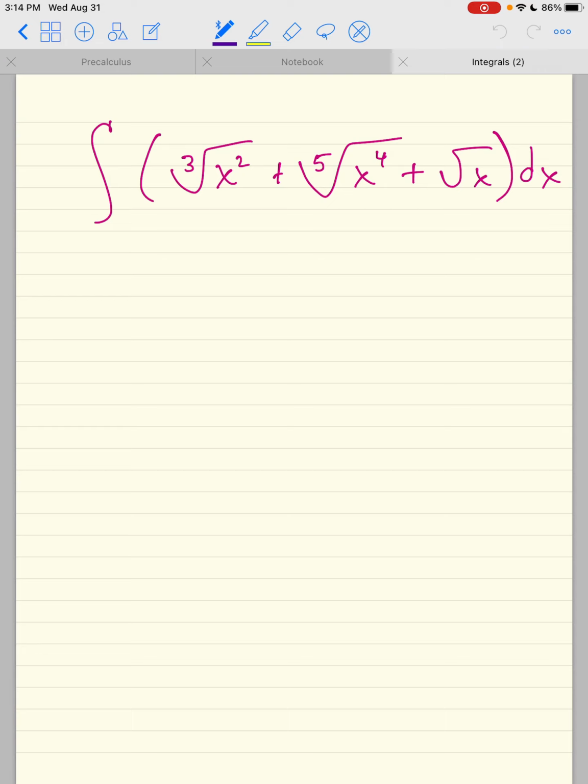In this problem here, I need to add 1 to the exponent. So what I need to do is take this term and rewrite it so that I have the exponent clearly stated. The way that we write the cube root of x squared is x to the 2/3 power. This is the numerator, this is the denominator.